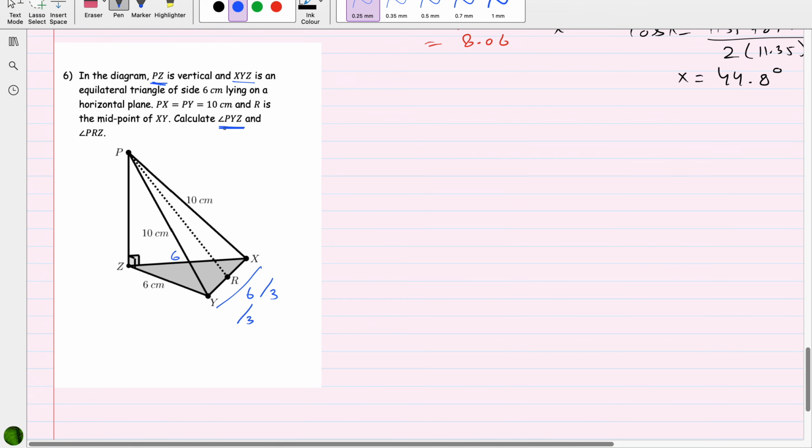Okay, what we need to calculate is PYZ. So this is P, this is Y, this is Z. So for angle PYZ, bring out this triangle. This is 10, this is 6. You need to solve for this angle. So use cos. So cos of Y is base over hypotenuse, and Y is cos inverse 6 by 10. And your angle is 53.1 degrees.